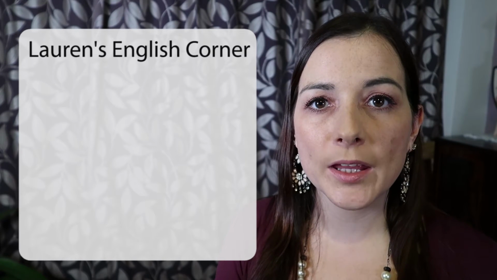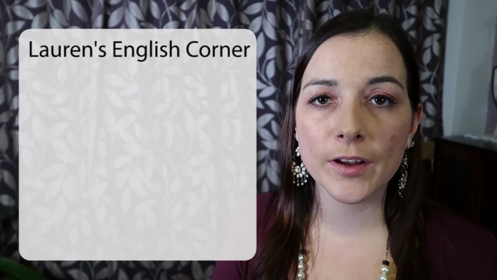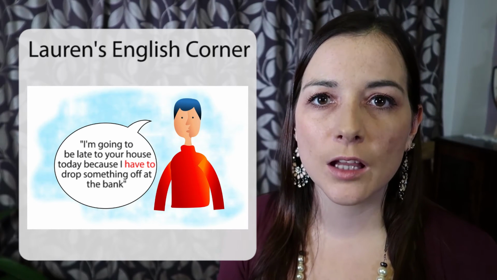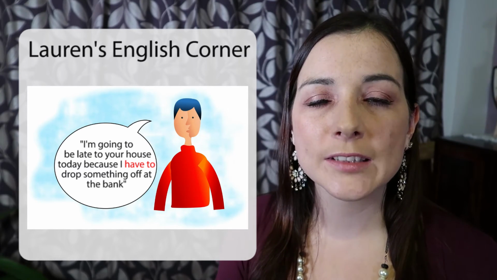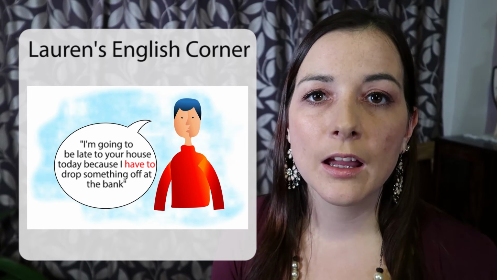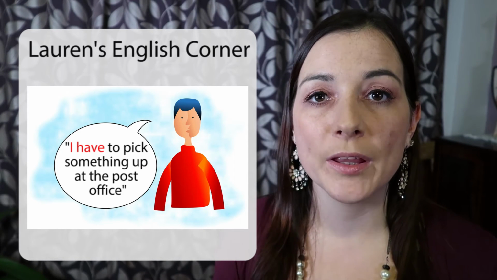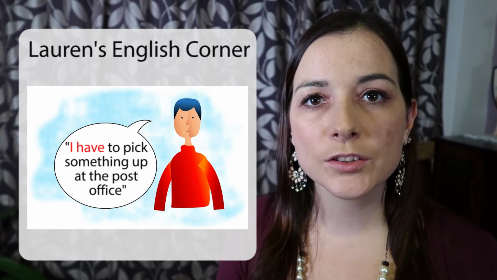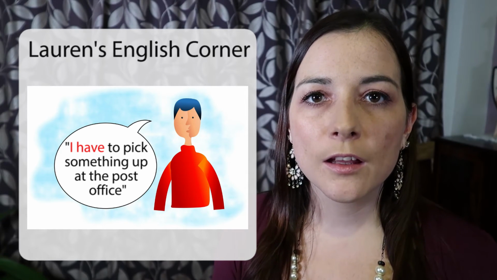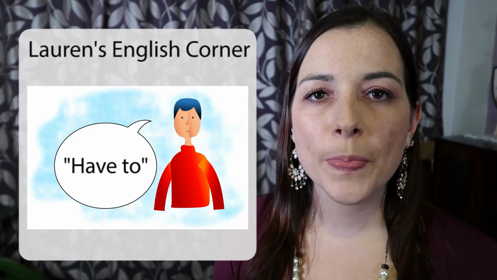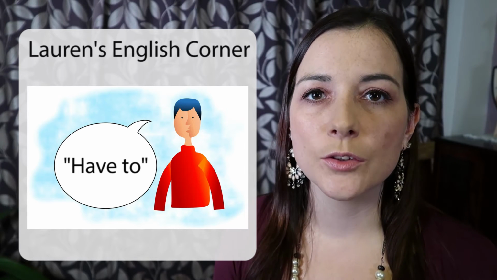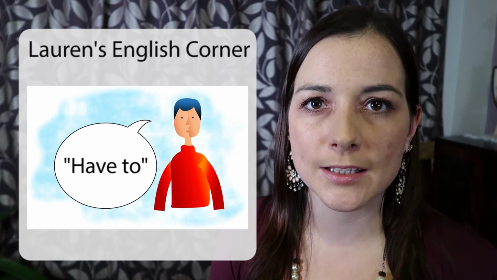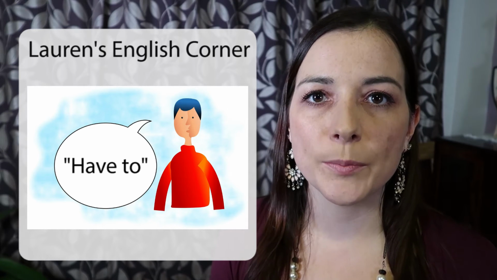Another example could be you tell your friend, I'm going to be late to your house today because I have to drop something off at the bank, or I have to pick something up at the post office. Because you're saying have to, it shows that it's important. You can't do it another time. It needs to be done today, hence why you're going to be late.